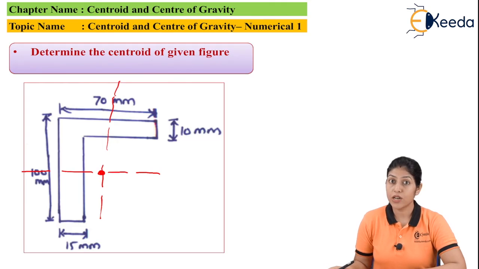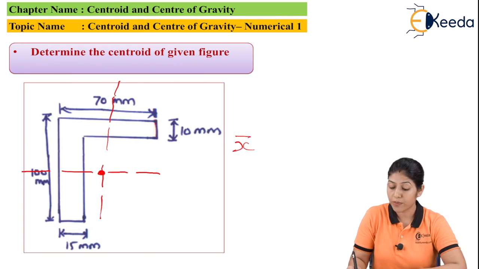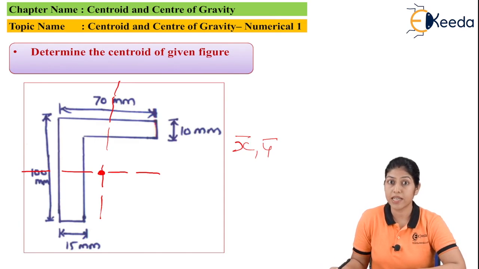So here we can locate the position of the centroid on the basis of coordinate points, and the coordinate points are x bar and y bar. This x bar distance we generally consider from the y-axis, and the y bar distance we consider from the x-axis. So along the y-axis and along the x-axis we will find the coordinate points, and then we will locate the position of the centroid. So let's start the solution for this particular lamina.